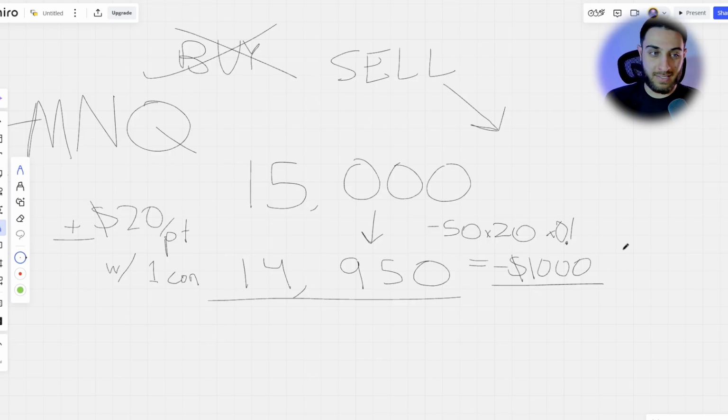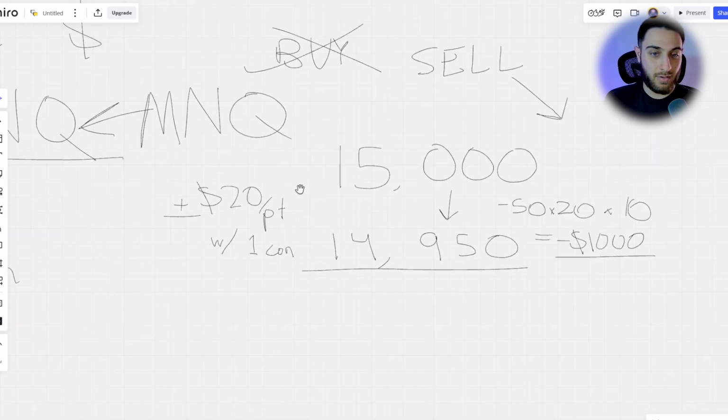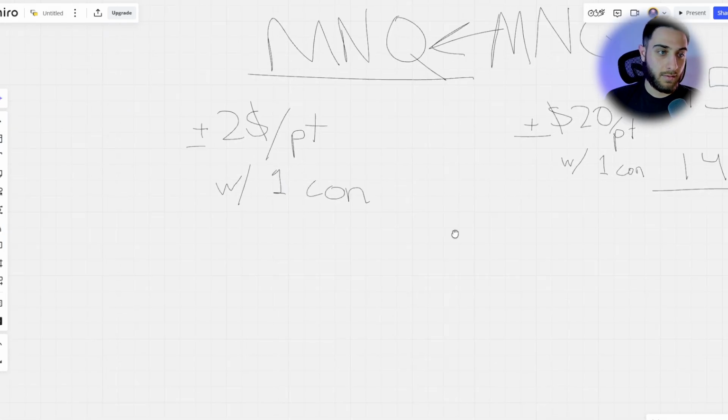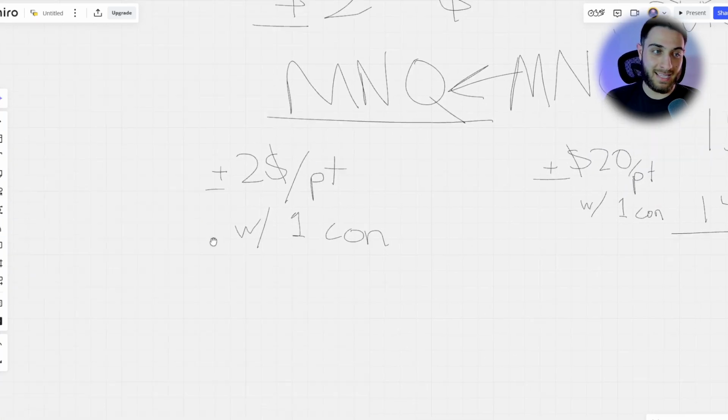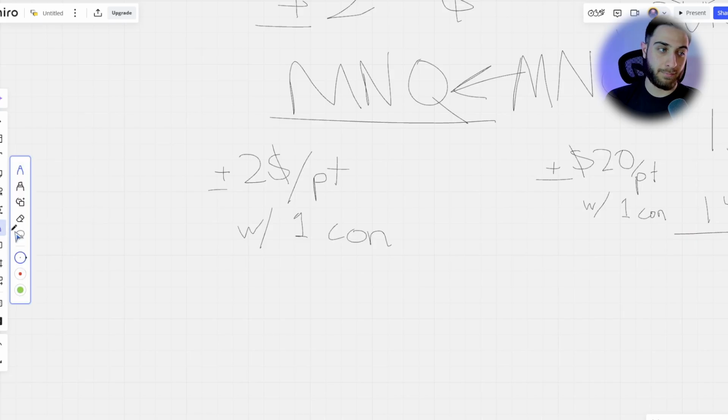If you want to visualize it with the NQ, if we were to enter with 0.1 contracts, sorry, I'm doing that wrong. With 10 contracts of the micro NQ, we would make the same as one contract of the NQ. So that's all there is to the micros. It's the same thing. Price moves pretty much the exact same. There's nothing complex about them.